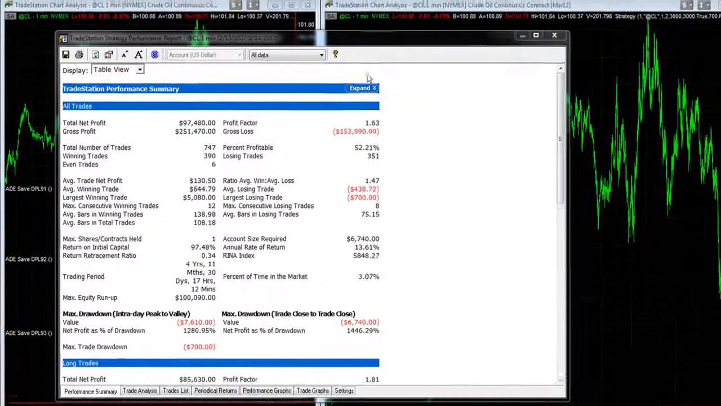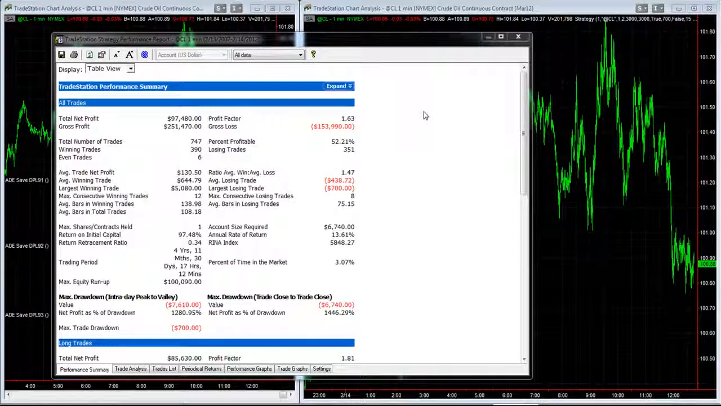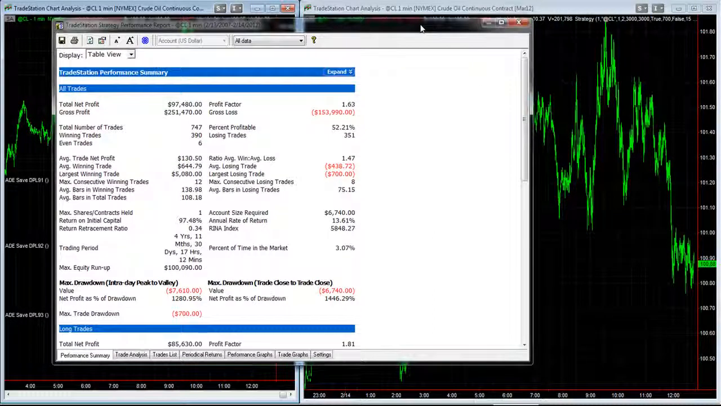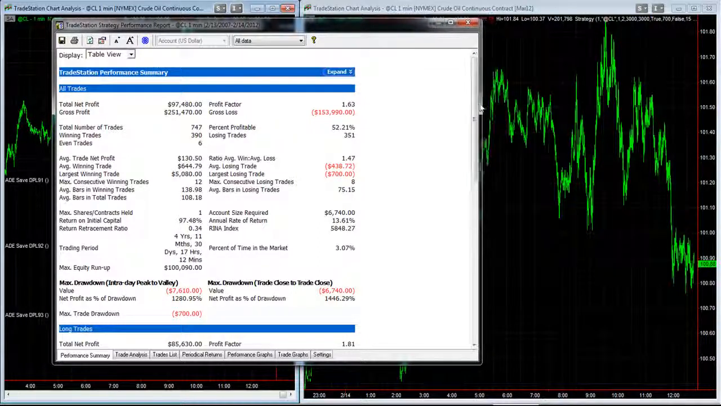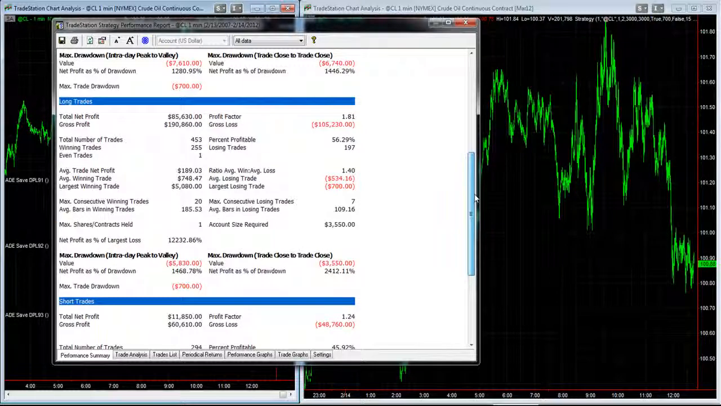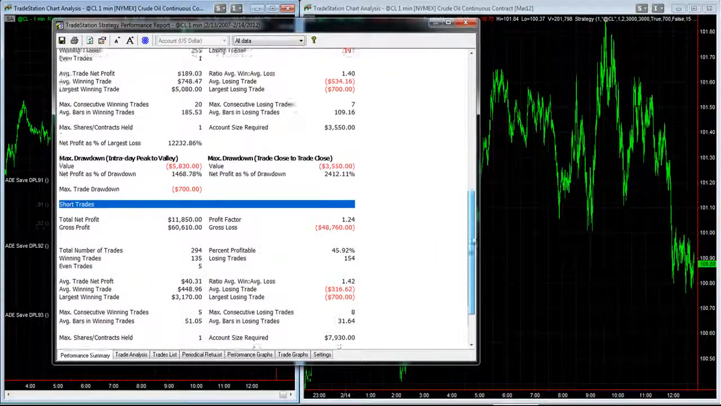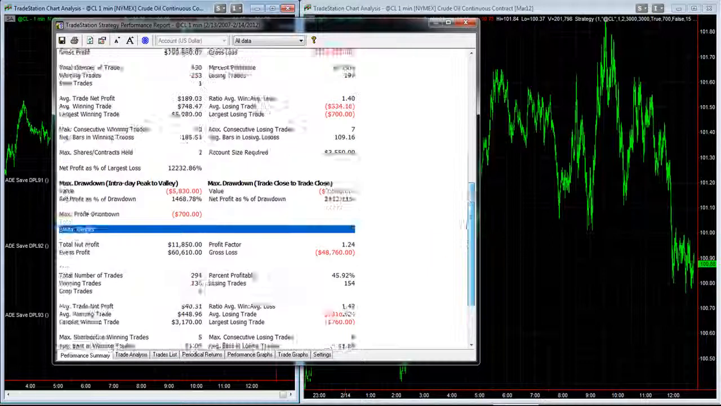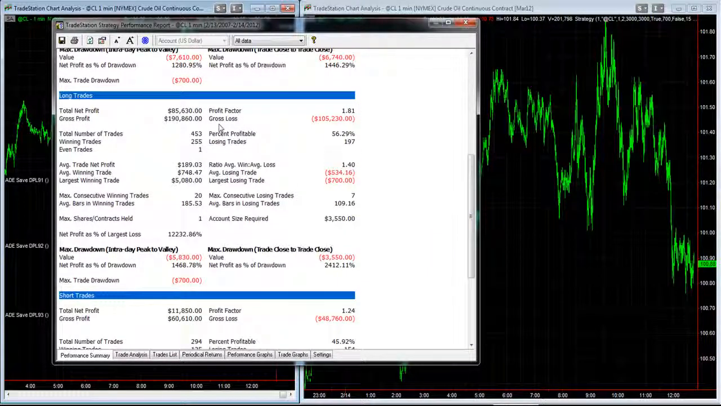Alright, this is the updated performance summary for crude oil, formerly Viper Crude Oil, now Cobra Crude Oil, as we changed the name of our Viper systems to the Cobra trading systems. As you can see, most of the money has been made on the long side, as this market has been very bullish in recent years. Very little money to be made on the short side. So if you just traded the long side, your drawdown would be even lower.